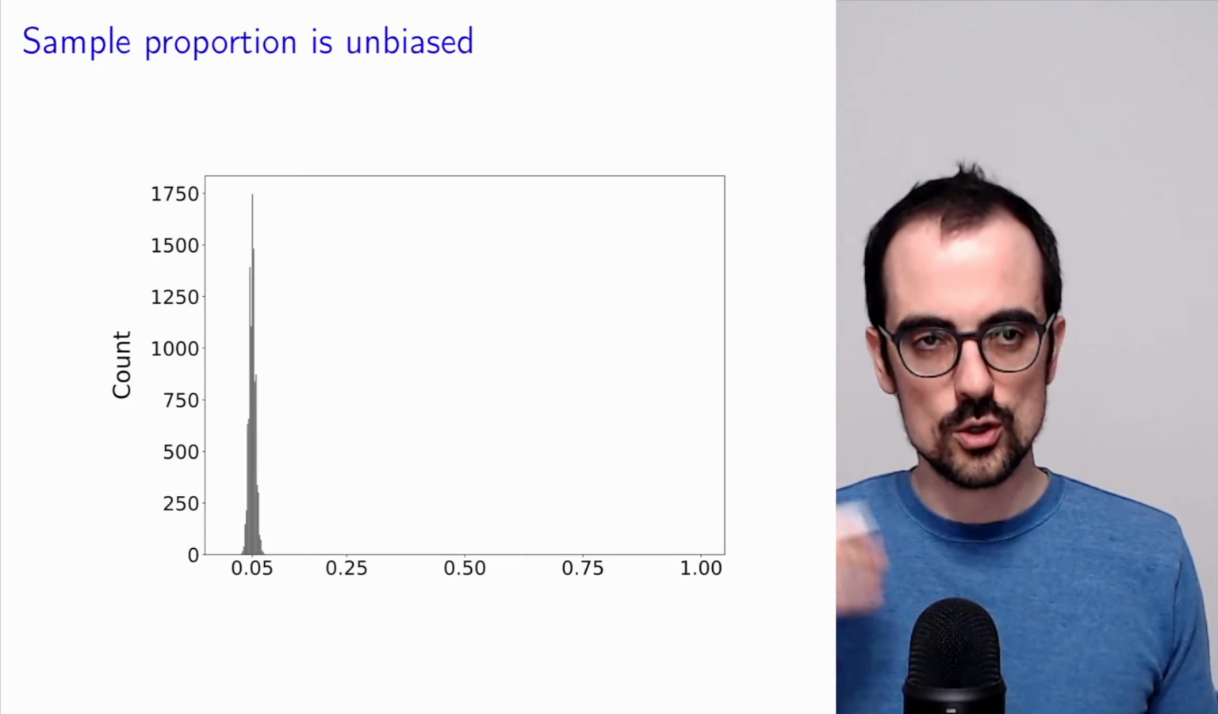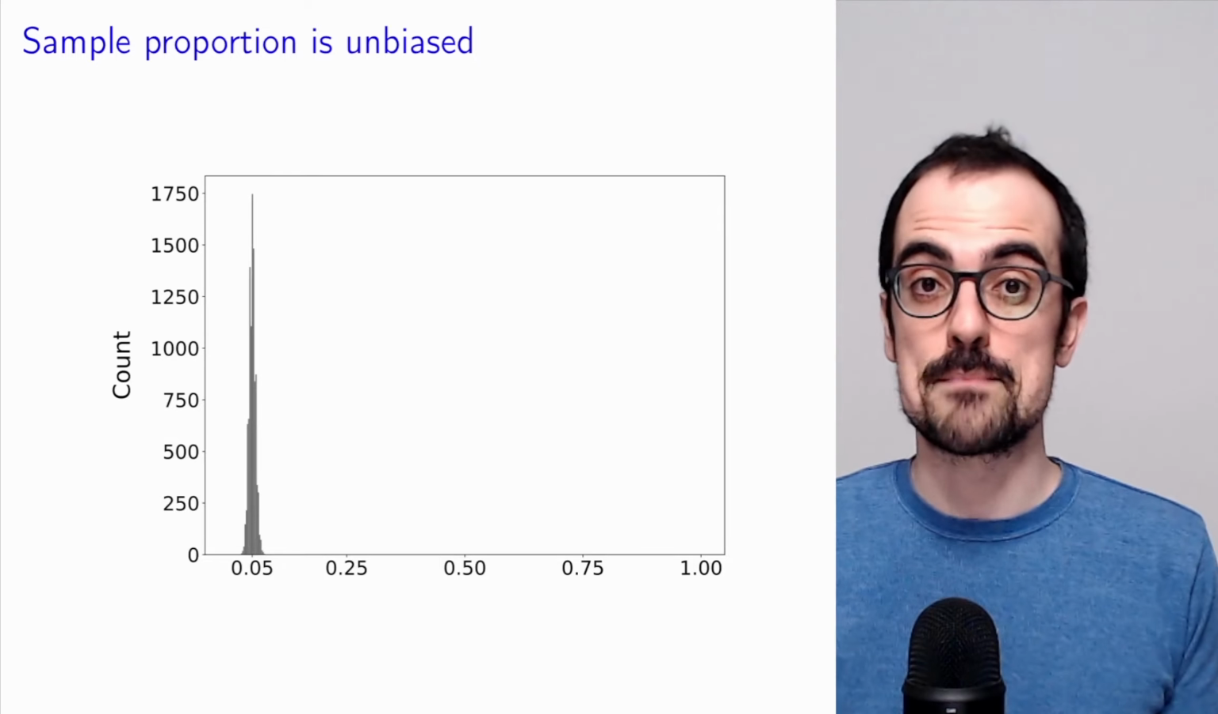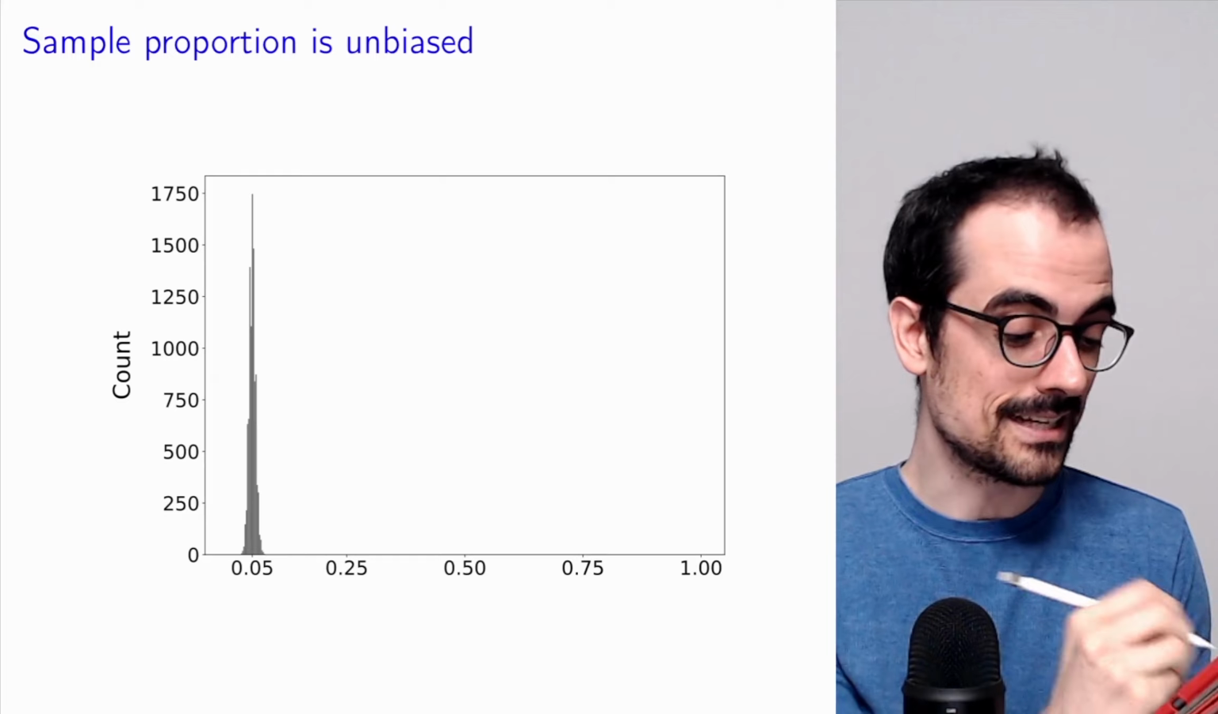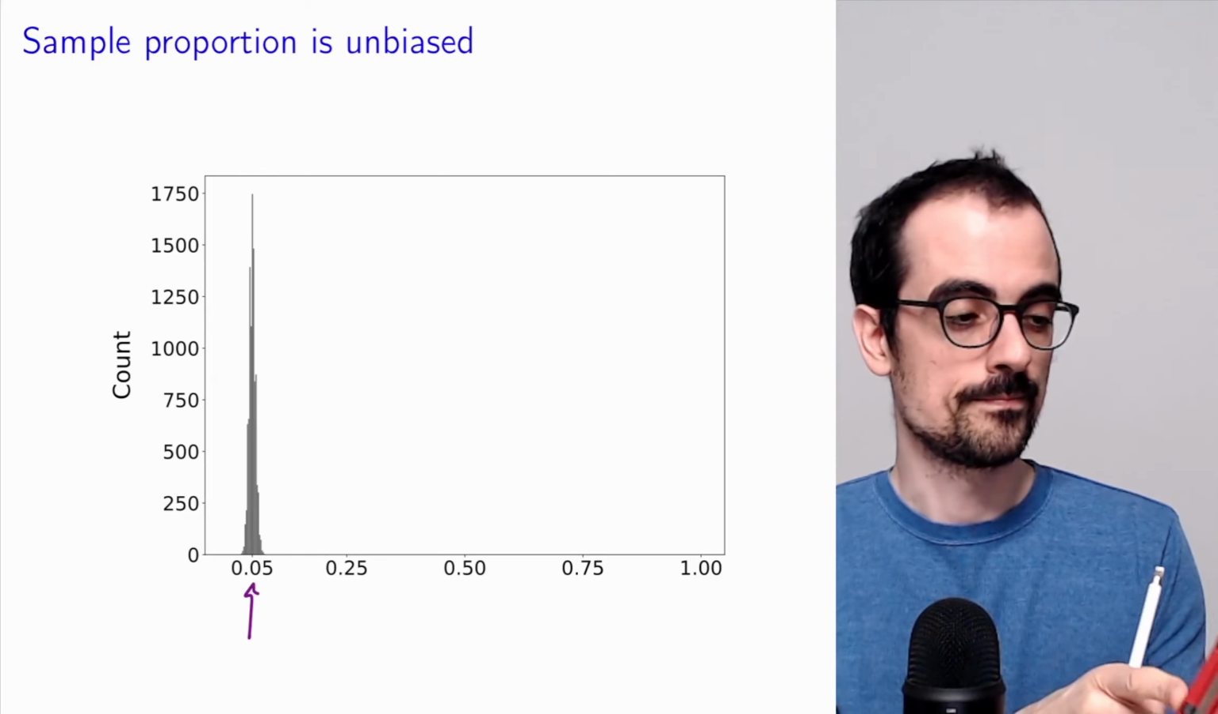And this is why, when we look at this distribution of sample proportions, they are indeed centered around the true population proportion, which is 0.05 in our example.